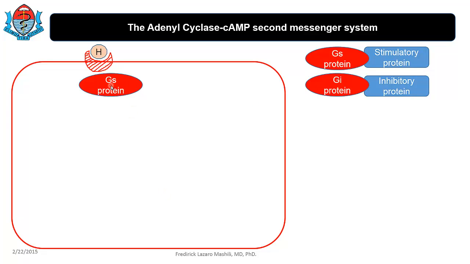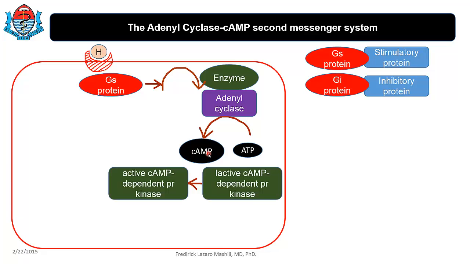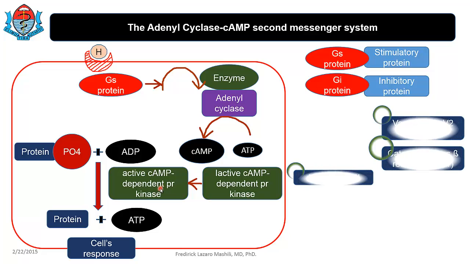So the G protein, when activated by the activated receptor, will activate an enzyme known as adenyl cyclase. Adenyl cyclase will catalyze the conversion of ATP to cyclic AMP. Cyclic AMP is our second messenger, and this will activate protein kinase. Now we go back to the kinases. We have inactive kinases being activated to become active kinases, and they are activated by cyclic AMP. These kinases, as we know, are phosphorylators. So they phosphorylate, and once you phosphorylate, you have a cell response.